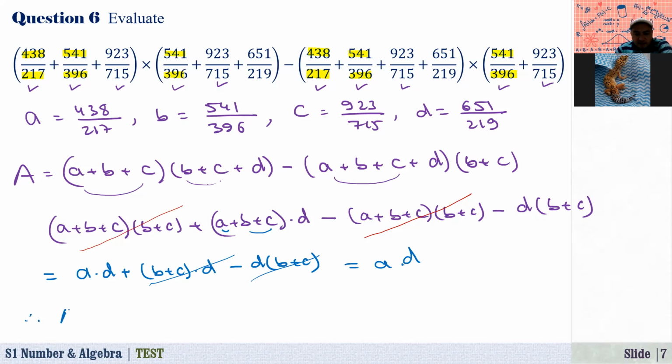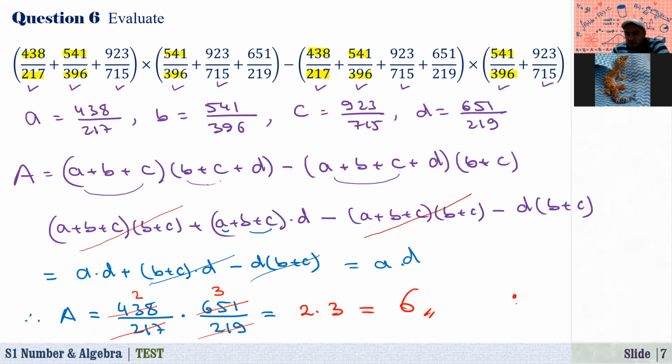By substituting this, I can evaluate it. So the capital A is equal to A times D. What is A? A is 438 over 217 times D, and D equals 651 over 219. 3 times 217 is 651, so I can cancel them, which gives 3. And 438 divided by 219 is equal to 2. So the answer is 2 times 3, that's equal to 6. The answer to this question is just 6.